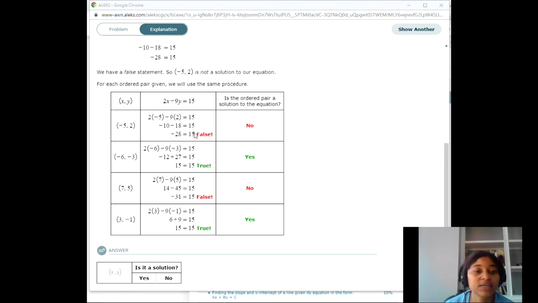And then you will have to subtract here, and you use your calculator, it equals -28, which is false because the answer is -28 and not 15. So that will be false.